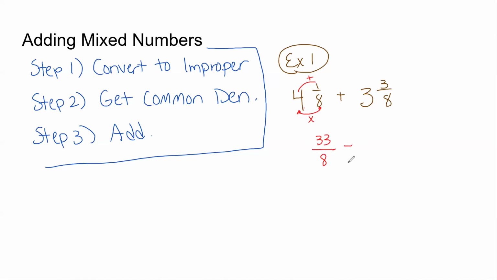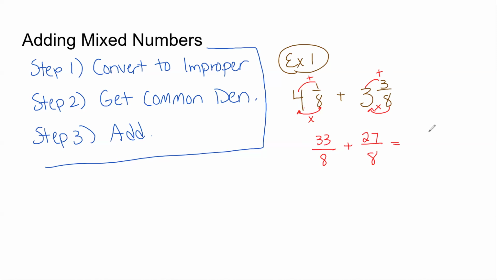Okay. And now let's do that again. On the other one, you're going to take the denominator times the whole number. So 3 times 8, that's 24. Keep that in your head. 24 plus 3 is 27, and keep the denominator. So that was step 1. We have converted them to improper.